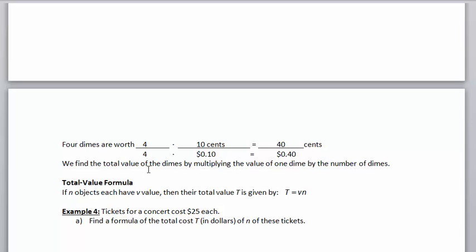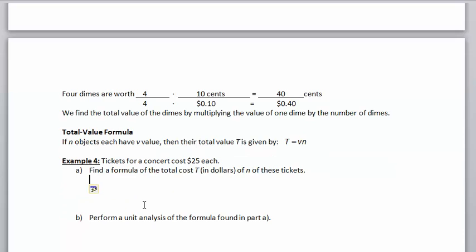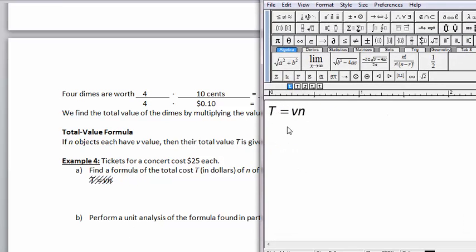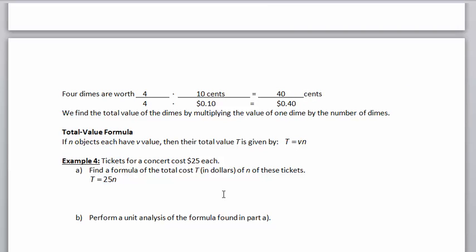Both of these right here are an example of the total value formula. Total value is calculated by multiplying the value of an item times the number of items. In example 4, tickets for a concert cost $25 each. Find a formula for the cost T in dollars of any of these tickets. Using my total value formula, I know the value of each of these items is 25, so we're going to plug that in for V. I don't know the number of items and I don't know the cost. This is going to create a formula right here for calculating the cost of N tickets.